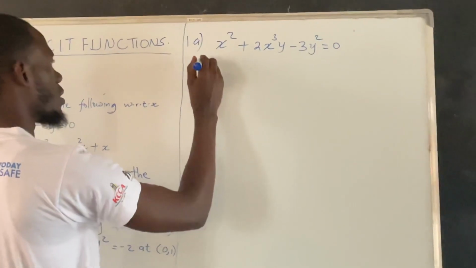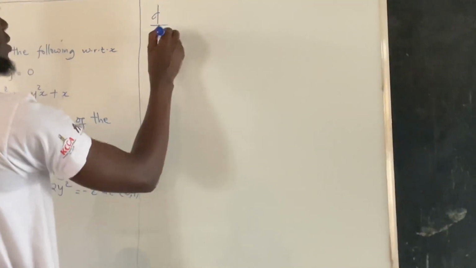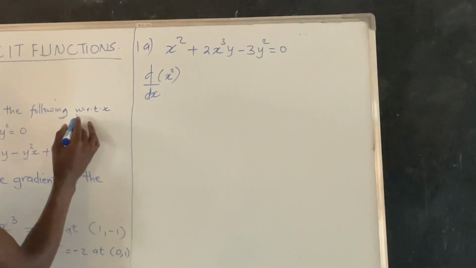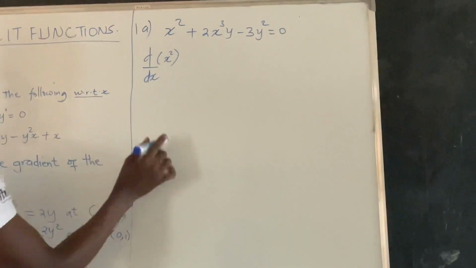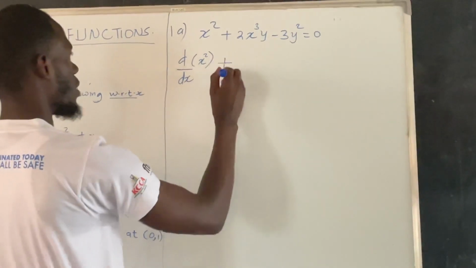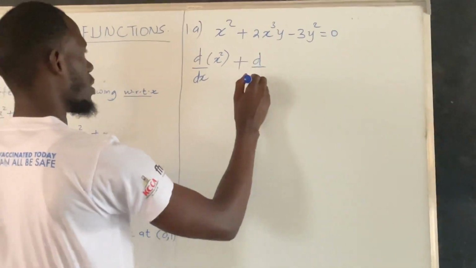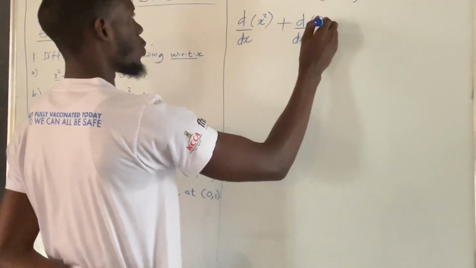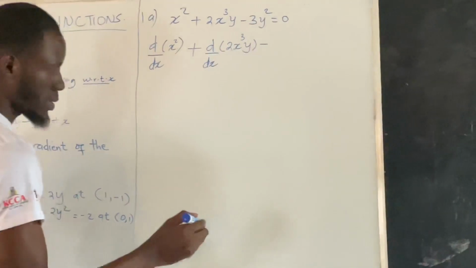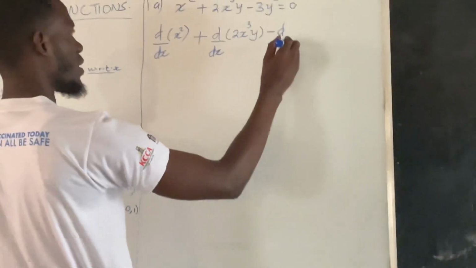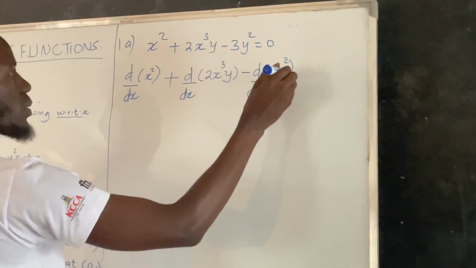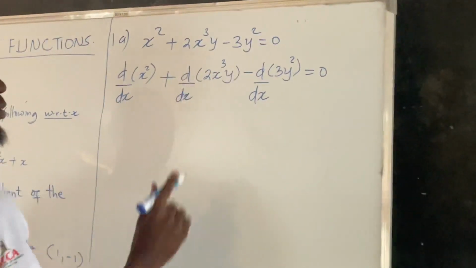Differentiating this independently: d dx of x squared. I'm differentiating with respect to x because that's what the question says. So I introduce a derivative with respect to x on x squared. Then I also differentiate d dx of 2x cubed y. Then minus, I also introduce another derivative with respect to x of 3y squared. This is equal to 0.